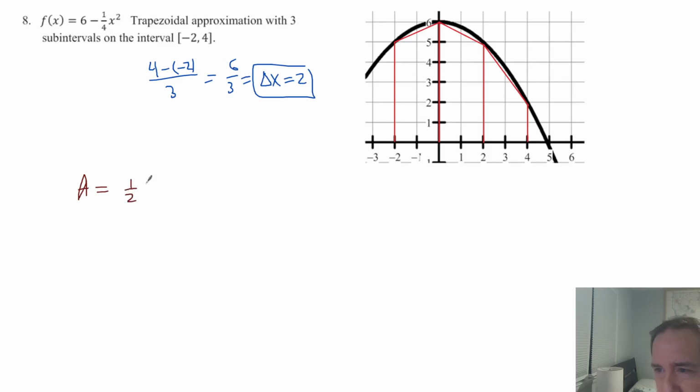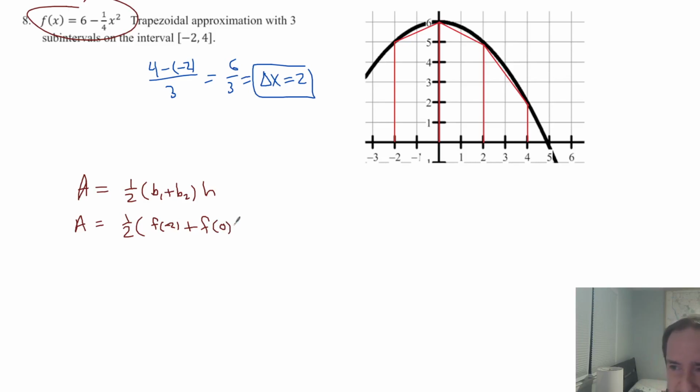Trapezoid rule was 1/2 times b1 plus b2 times height, which for us, the 1/2 is fine, of course. b1 and b2 are what? b1 and b2 are the values of the function at -2 and again at 0. So you have to evaluate the function up here and see what those y values are. But b1 is going to be f of -2. And b2 is going to be f of 0. We've got to find those values and do that work.